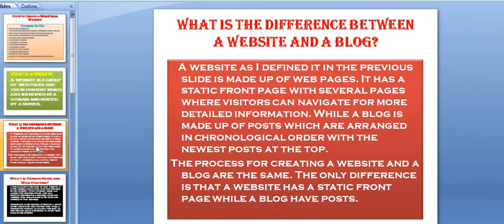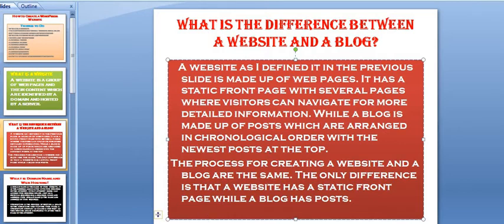While a blog is made up of posts which are arranged in chronological order with the newest post at the top. Now, this is just the difference between the two of them. The process of creating a website and a blog are the same. The only difference is that a website has a static front page and a blog has posts. A website is made up of web pages with a single front page.